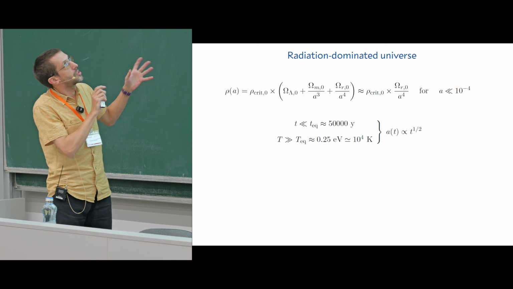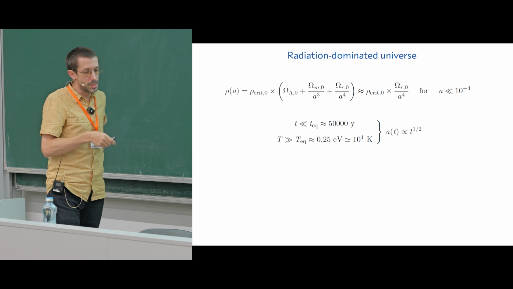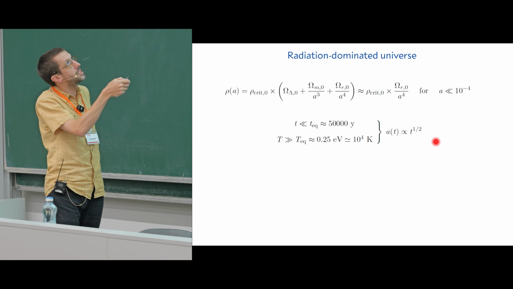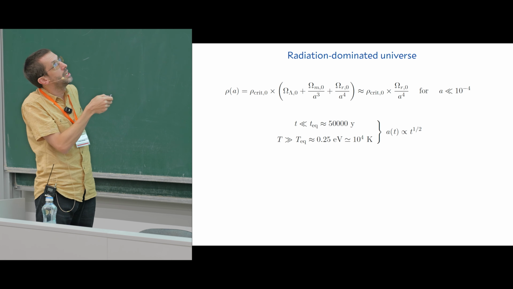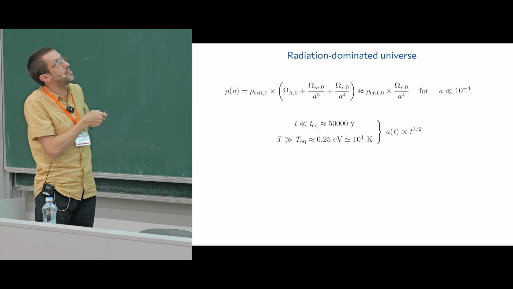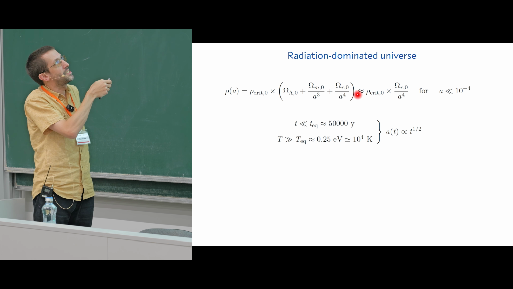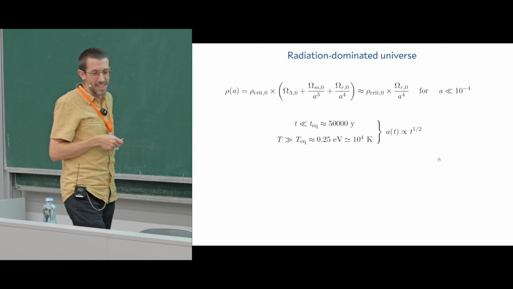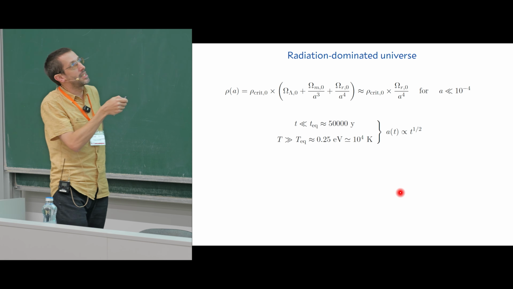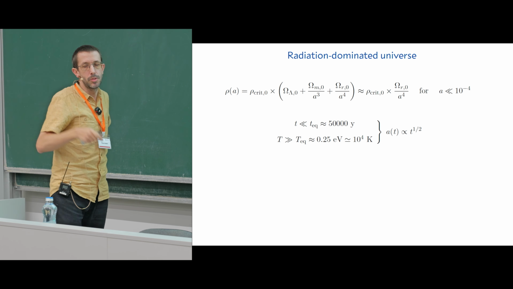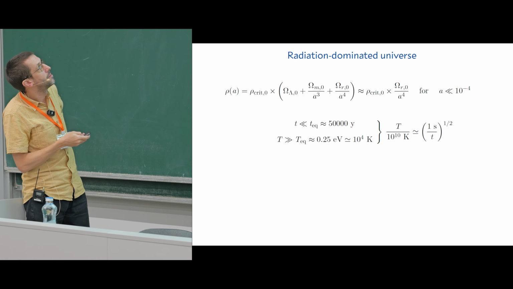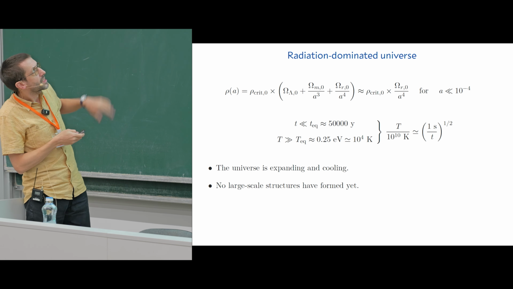This crossover, where the universe becomes radiation dominated, happened at times 50,000 years after the Big Bang, which corresponds to the temperature of the plasma in the universe of 10 to the 4 keV, and in our favorite units it is 0.25 electron volts. And at this time, the universe was expanding proportional to the square root of time. So this is good to have in mind, that the universe expands still and cools down.